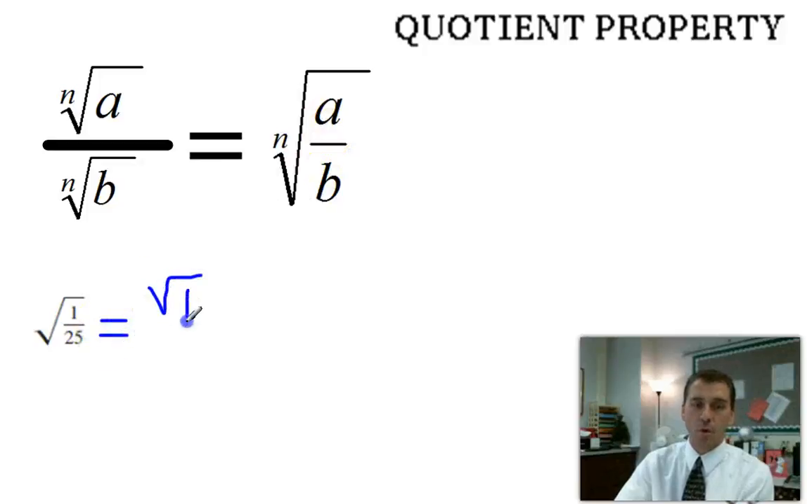So I can go the square root of 1 over the square root of 25. Why would I want to do this? Well, it depends on the question completely. In this case, why would I want to do it? Because 1 over 25 is not reducible. I can't reduce that at all.